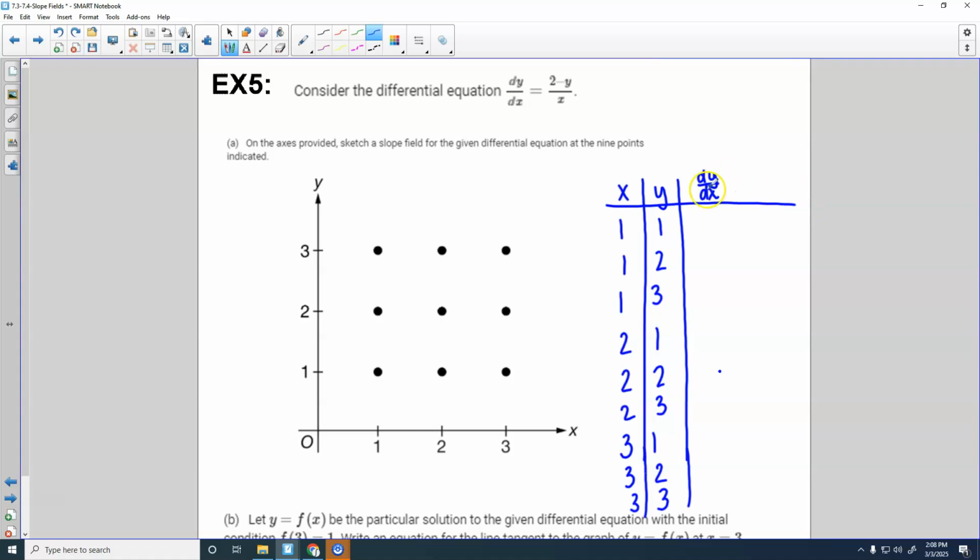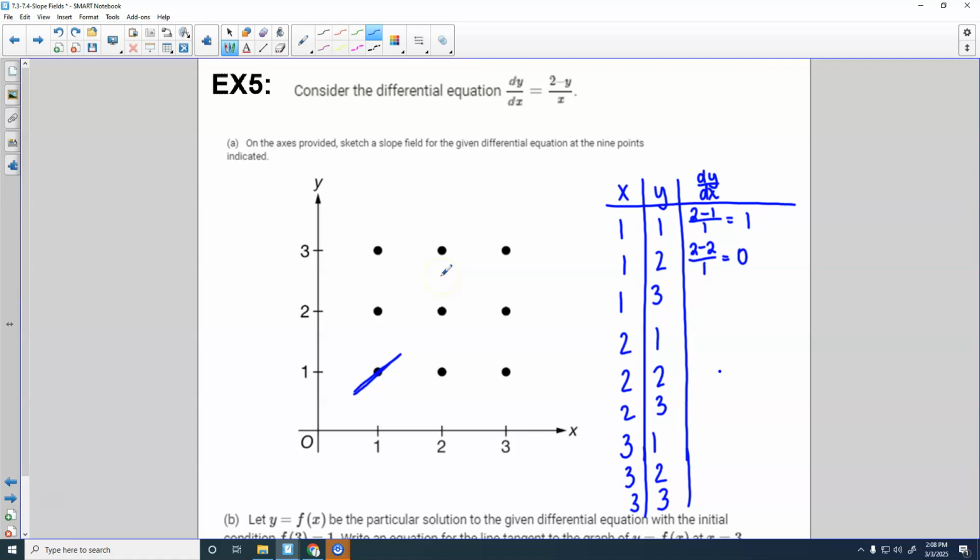So when I'm finding dy/dx, I'm doing 2 minus my y value, which is 1 here, over 1, and that gives me 1. So at the point 1, 1, I have a slope of 1. So I draw in a little section of line that has a slope of 1. And then I would do 2 minus 2 over 1 for this next one. That's going to give me 0.